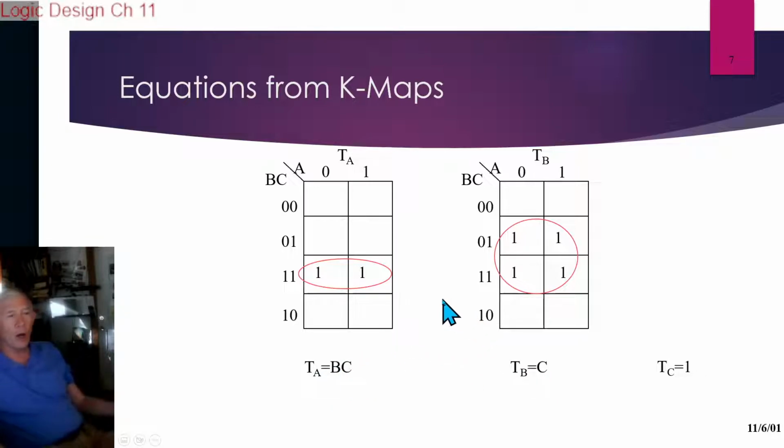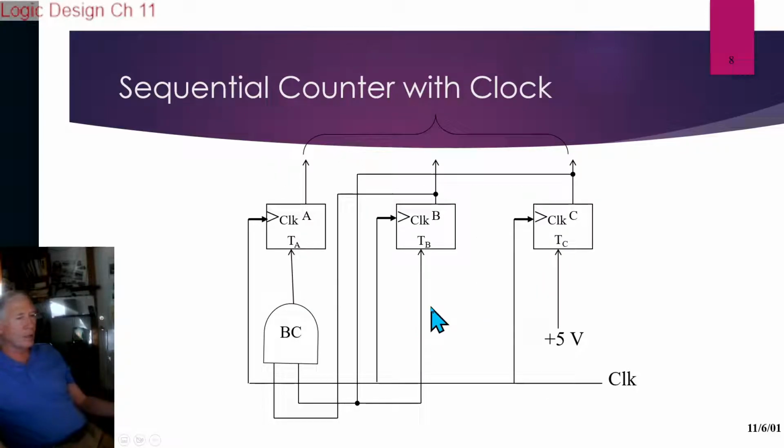And now we can actually draw the schematic. Here's what it would look like. Our TA input is B ANDed with C. So we take the B output here, and I showed this up at the top, and we bring it around here. We take the C output, we bring it around here, and that's B and C into this AND gate, generating the TA input here.